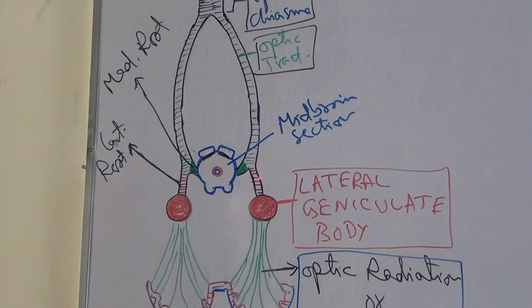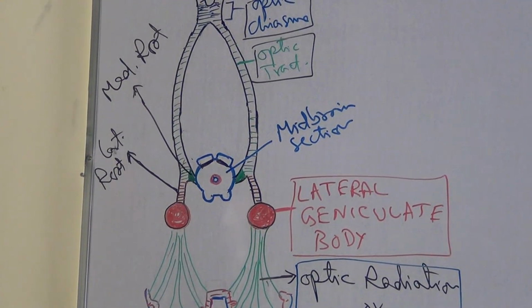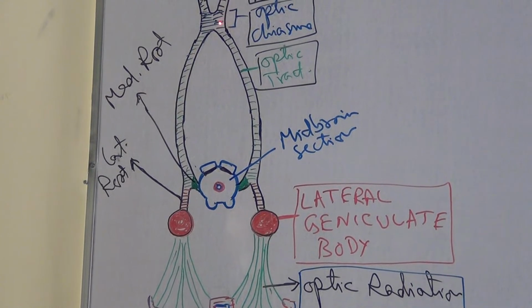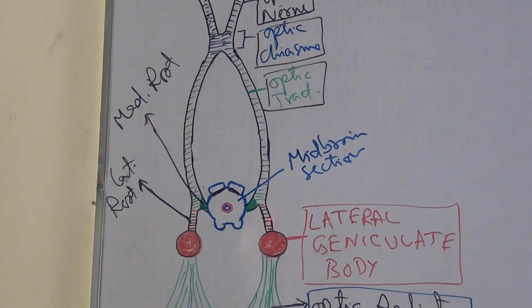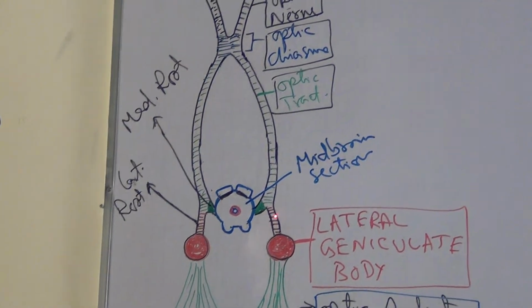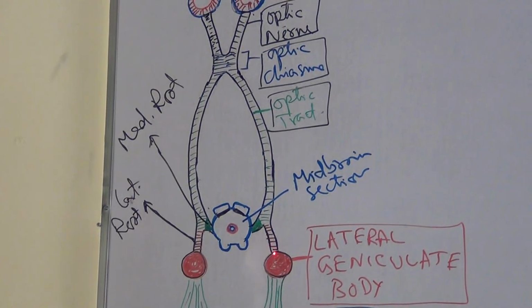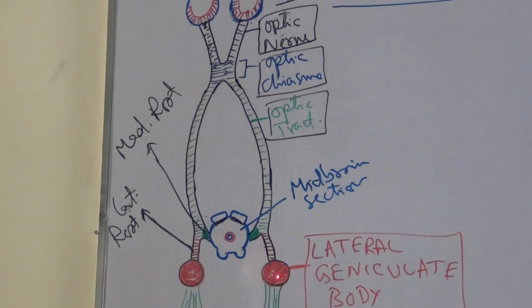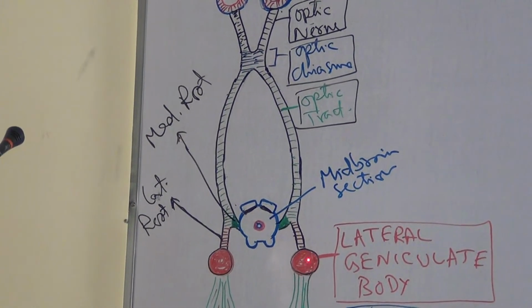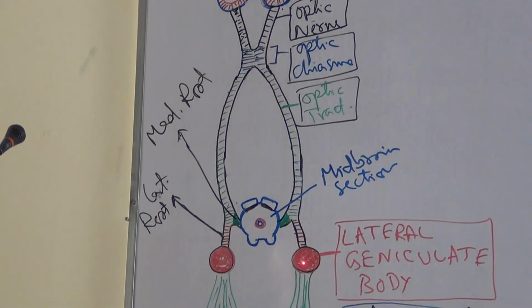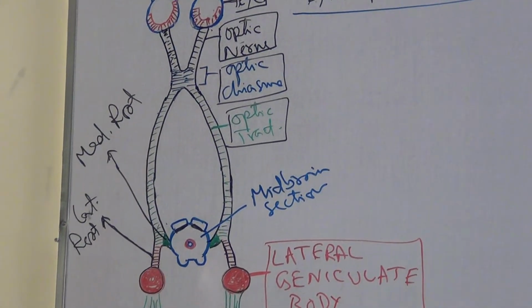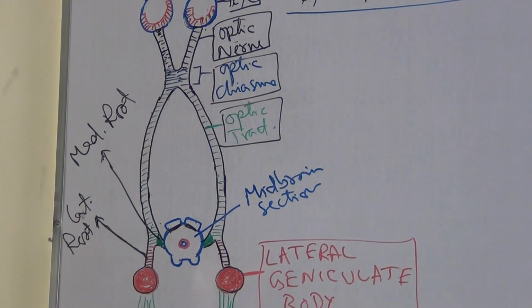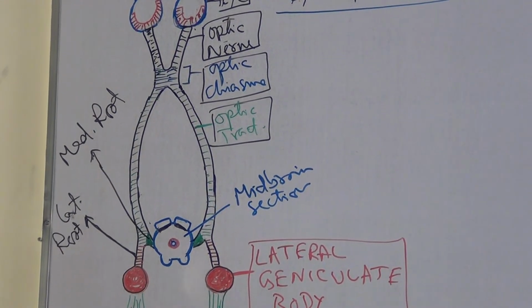So we are discussing the visual pathway. Retina, optic nerve, optic chiasma, optic tract, lateral route of the optic tract. Then the fibers from the lateral route of the optic tract relay in the lateral geniculate body, and from the lateral geniculate body the optic radiation or geniculocalcarine tract arises, which ends in the visual cortex. So this is the visual pathway.